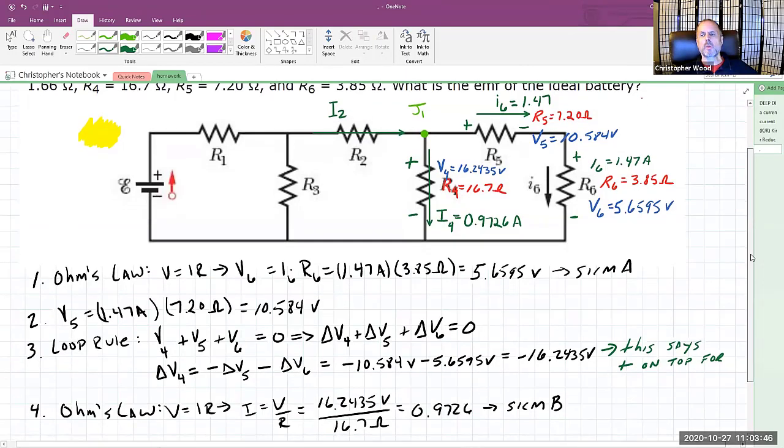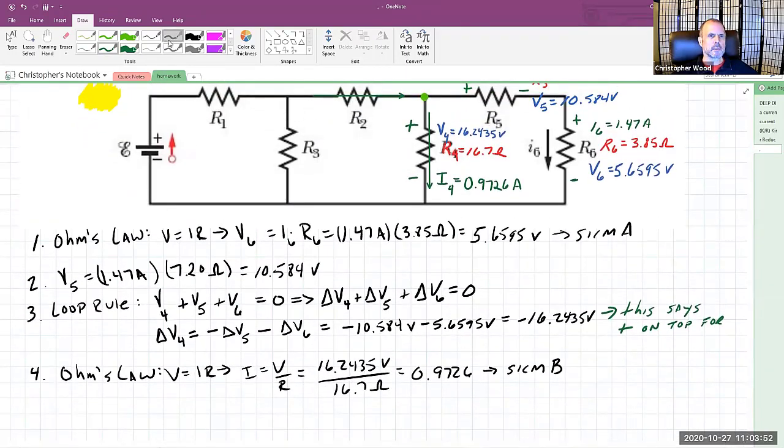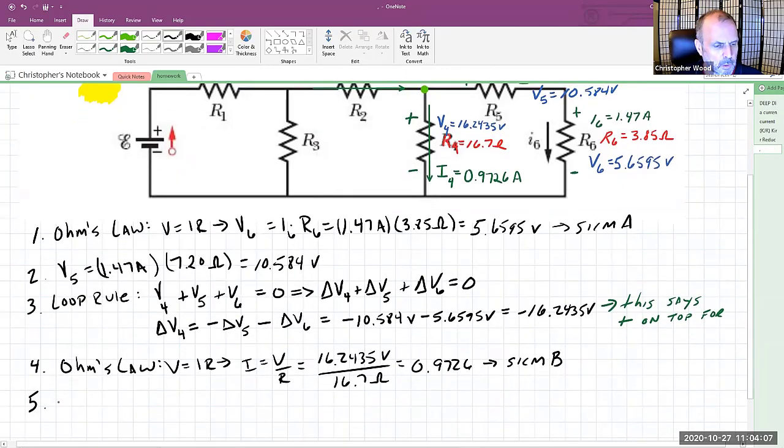The only way we can say this with certainty is by doing what we did. There might be other ways, I don't know, but right now we have proved definitively that I4 is in fact physically going down and I5 is physically going to the right. So let's do Kirchhoff's junction rule, which says in equals out. What's going in? I2 is going in. Anything else going in? Nope. What's coming out? I5 plus I4.